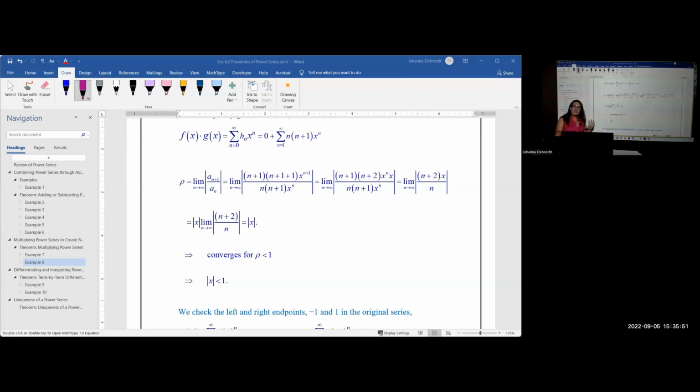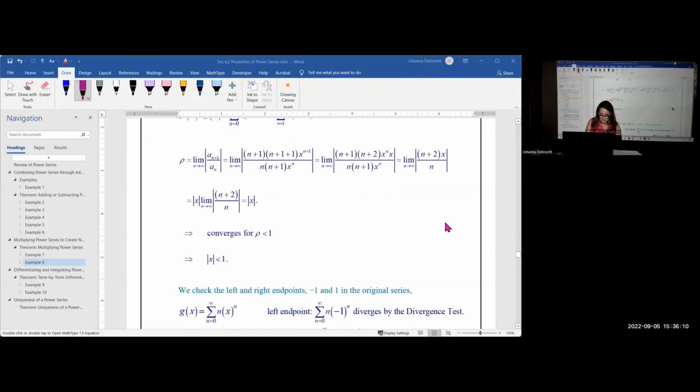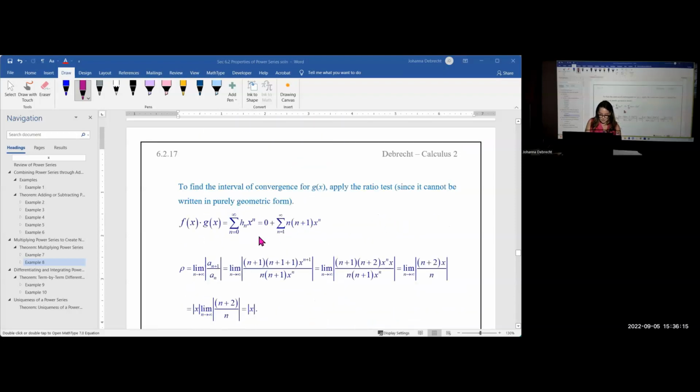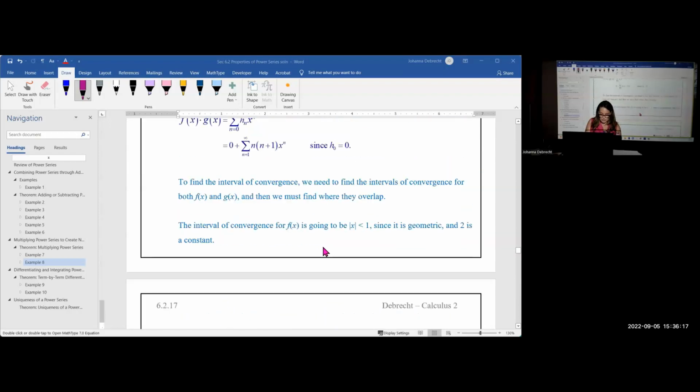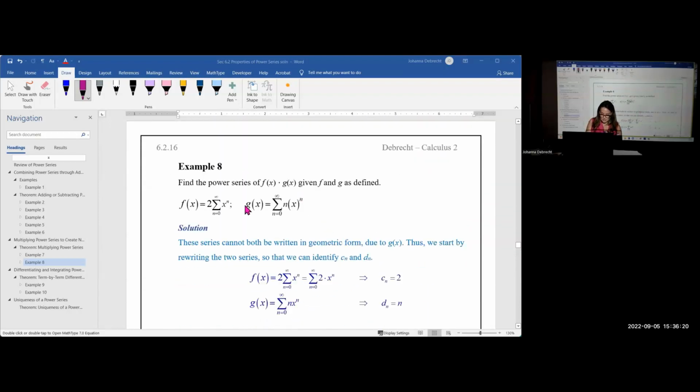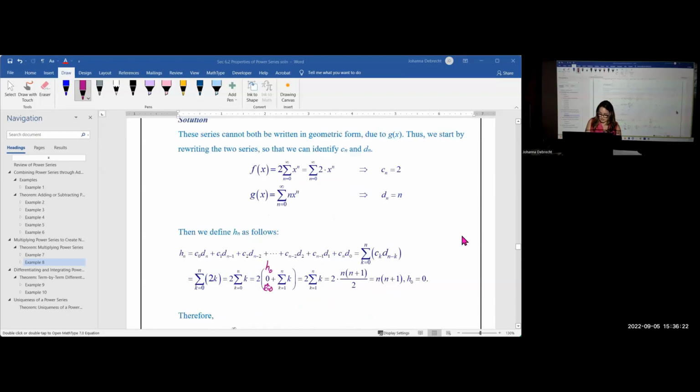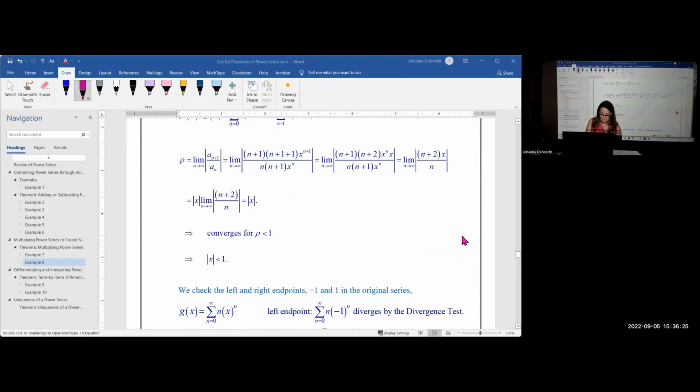Now, because this came from the ratio test, we have to check the endpoints. We don't know for sure, like we do with the geometric, that it doesn't include them. It could. So we're going to check the left and right endpoints in the original series. And the original series is the one you see up here, n times n plus 1 x to the n. So now, I'm looking at G, this one, n times x to the n. That's the original function we're looking at.